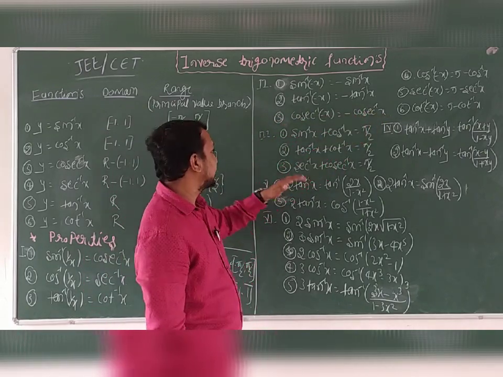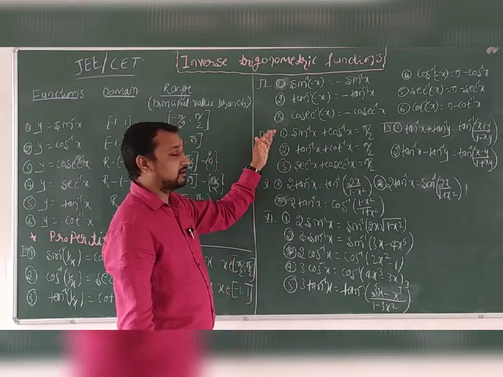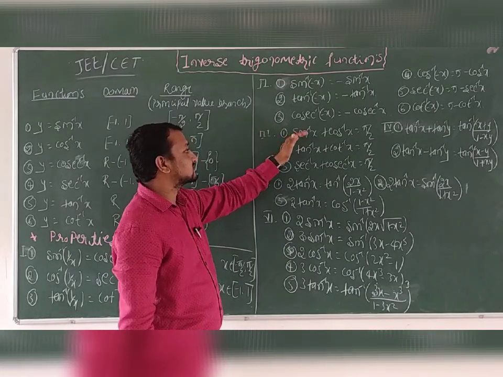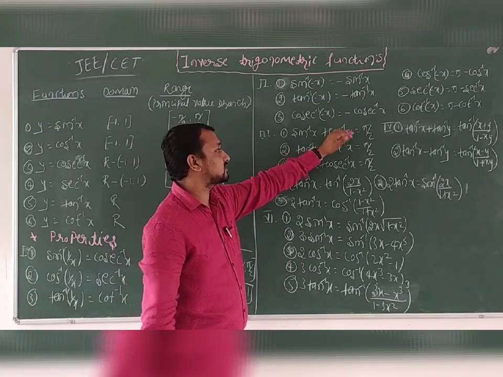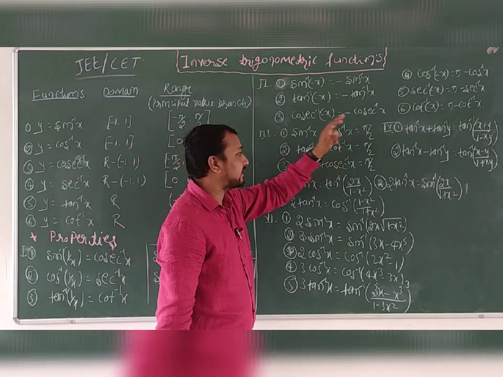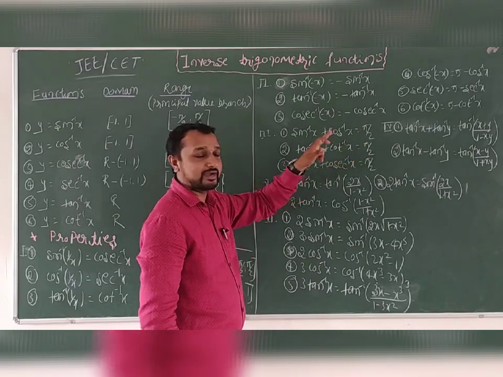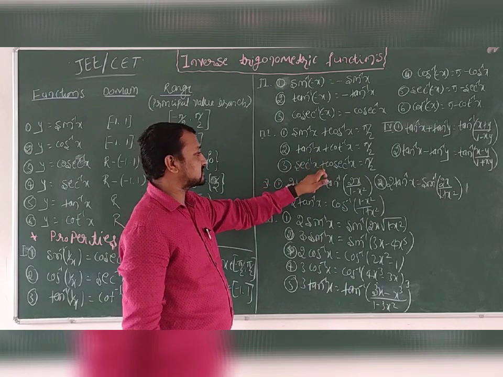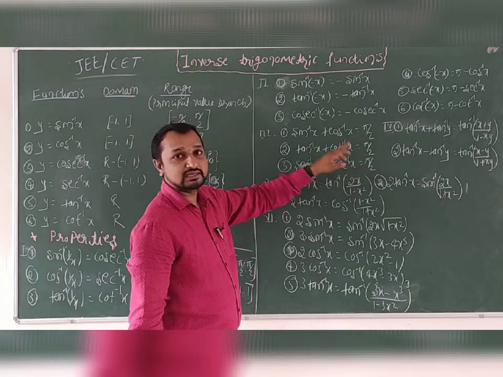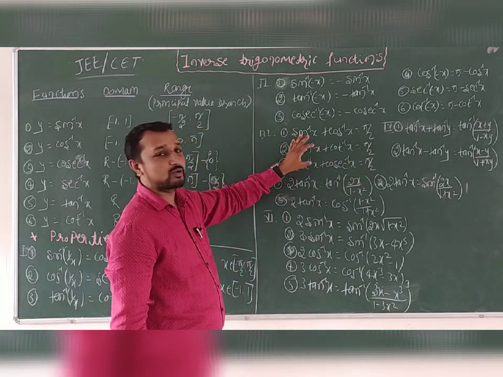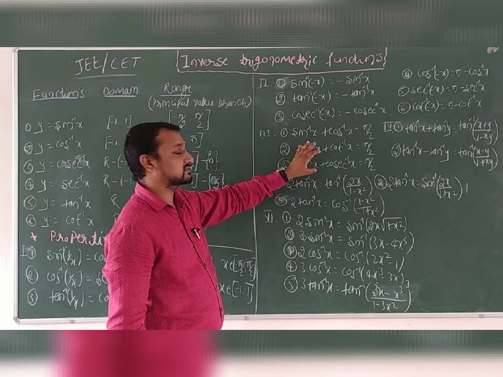Is that clear? So here, this is a very important property: sin inverse of x plus cos inverse of x equals pi divided by 2, tan inverse of x plus cot inverse of x equals pi divided by 2, and sec inverse of x plus cosec inverse of x equals pi by 2. The proofs of these properties were already done in the previous class.